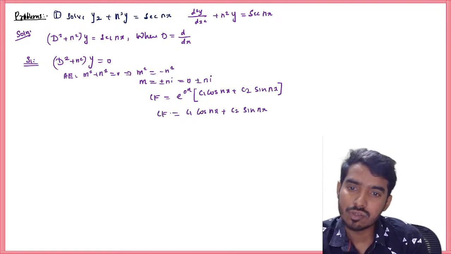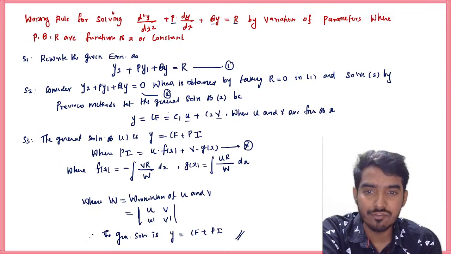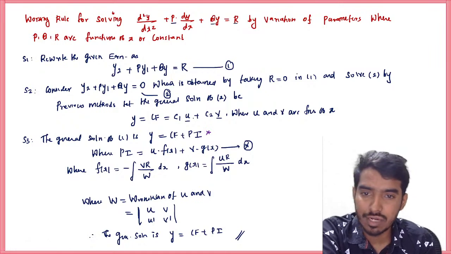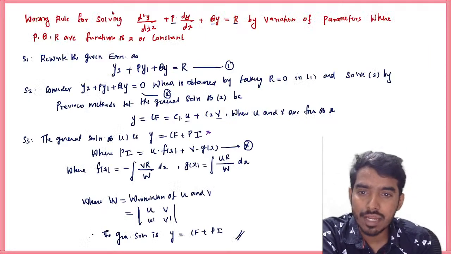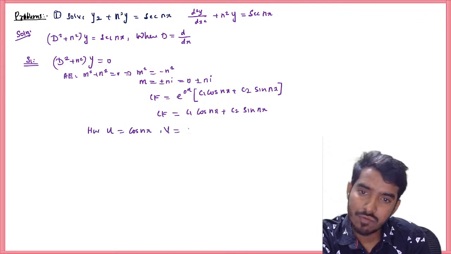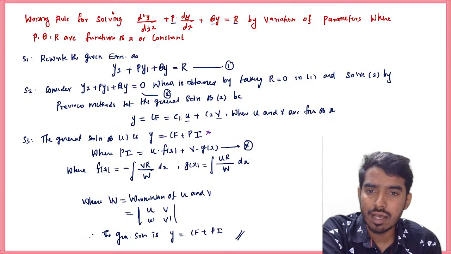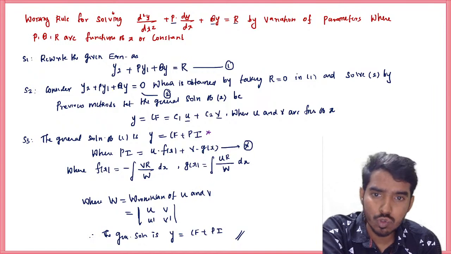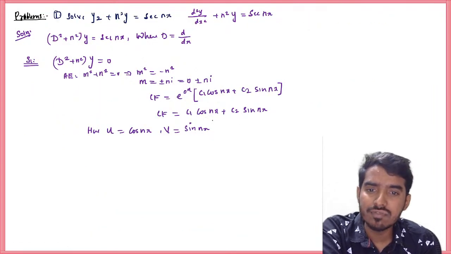This is your CF. So we are done with CF, right? The solution is CF plus PI. So from CF you obtain u and v. Write CF as c1 u plus c2 v. That means here u is cos nx, v is sin nx. This is your u and v. That is what I said: you find CF by putting r is equal to 0 here. That is the solution also. You write that as c1 u plus c2 v. So u is cos nx, v is sin nx, right?